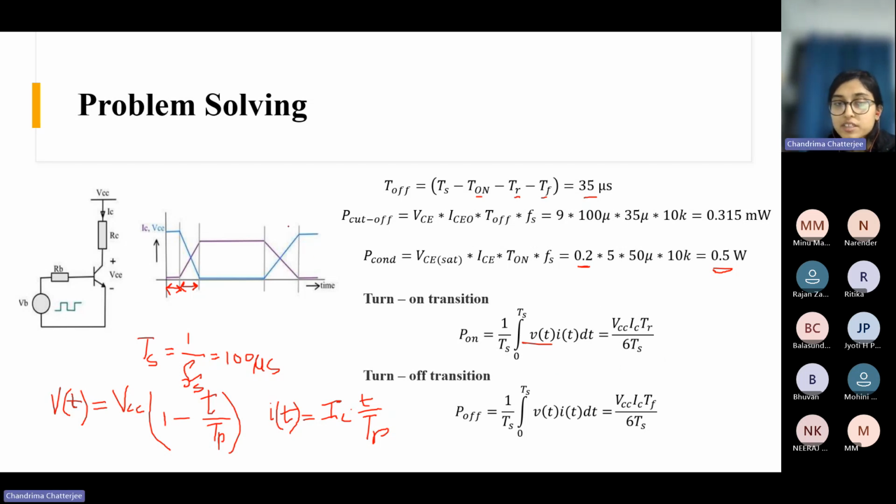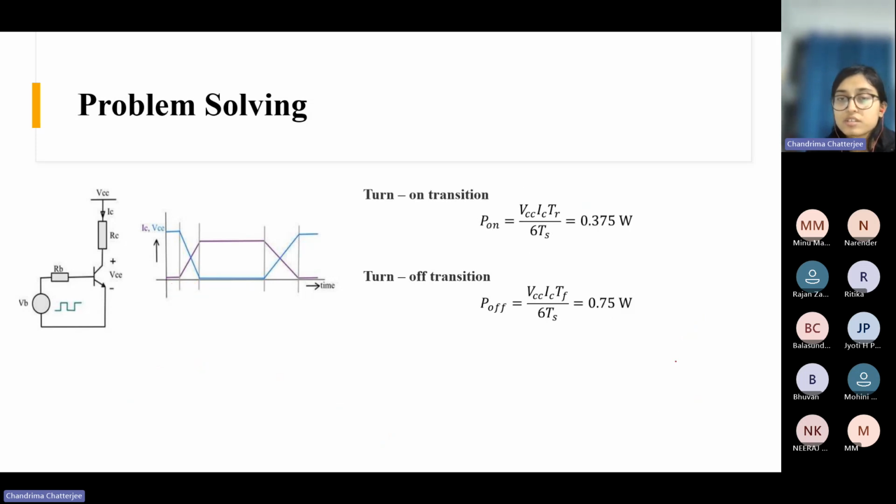Similarly, in this period when the device is transitioning from on to off, we can find out the loss by integrating the voltage and current over time and again dividing it over one time period. So the expressions are this and this during on, and this is during off. Now we have all the expressions, so we can simply put in the values and obtain the loss. Here the on loss comes out to be 0.375, and the off loss comes out to be 0.75.